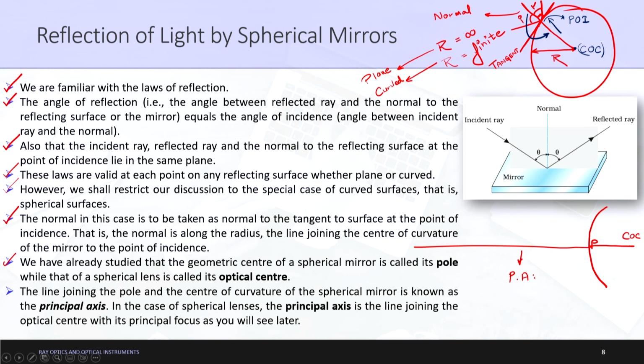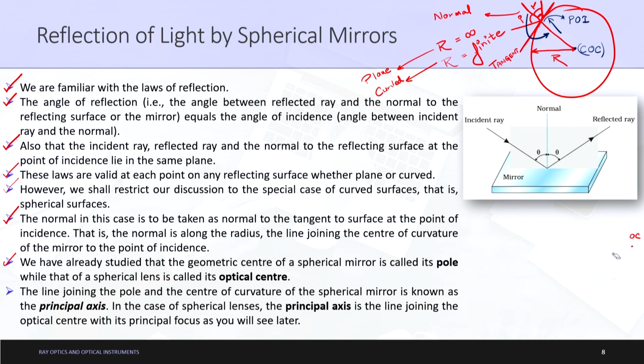The principal axis, so this is in the case of spherical mirrors. Similarly, in the case of lenses, the principal axis is the line joining the optical center with its principal focus, as you will see later. So, it is a line between the pole and center of curvature for mirrors, and a line between the optical center and principal focus for lenses. All these things will be very easy to understand or memorize when you do the questions, but for now, for the theory portion, you just need to remember that the principal axis is a line joining the pole and the center of curvature of the spherical mirror, and for a lens it is the line joining the optical center and the principal focus. Okay. So, these are just the definition parts.